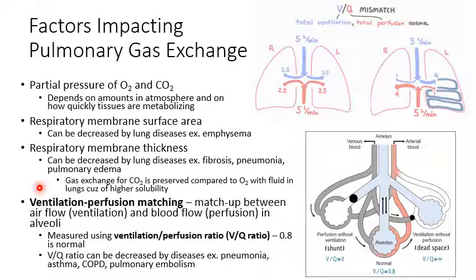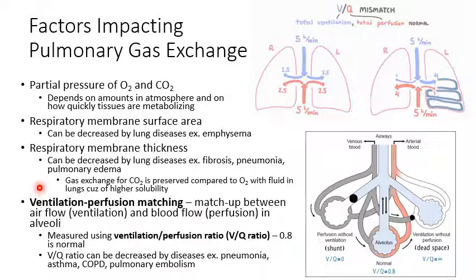Next, you have the thickness of the respiratory membrane. The thinner it is, the better for gas exchange. The more gas exchange you will have, because the gases don't have as big a distance to cross. That also should be pretty constant, and it should be very, very thin. But again, there are diseases that can change it. So lung diseases like fibrosis, pneumonia, and pulmonary edema. In fibrosis, you have scarring of the lungs that can thicken the respiratory membrane. If you end up with some dense irregular connective tissue in there, it's going to be thicker.